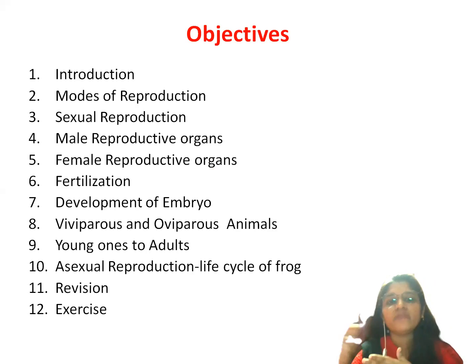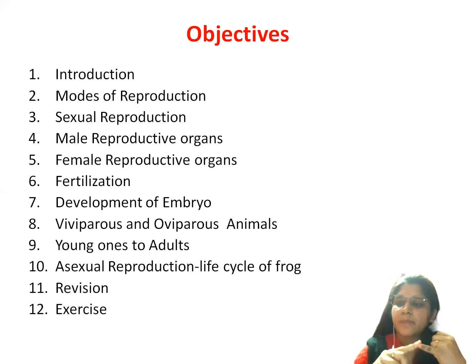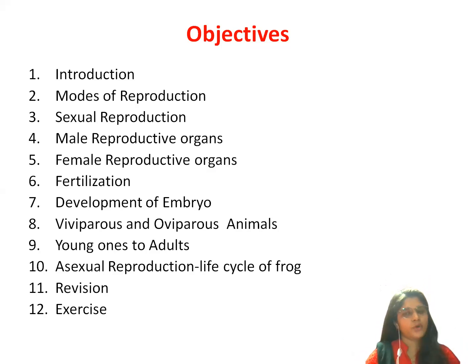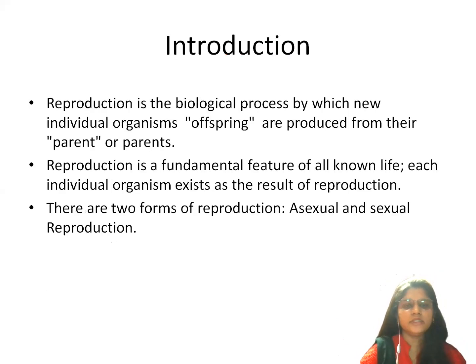Then the development of the embryo. Then we will see two types of animals, that is viviparous and oviparous animals. Then we will see the life cycles, taking from young ones to adults. And finally, we will see asexual reproduction and the life cycle of the frog. So in this class, we will see today the introduction to reproduction.